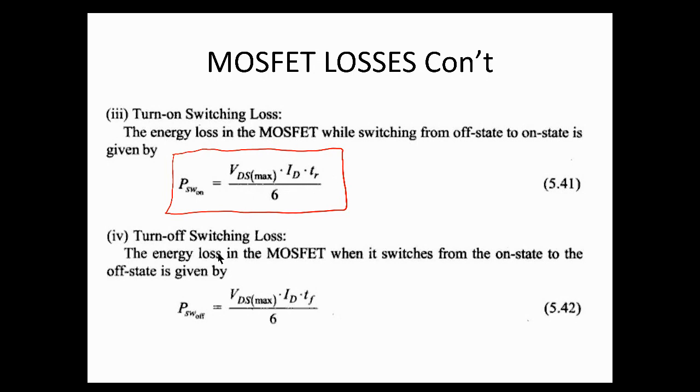To get the turn off, I guess you pick up what you'll be doing here. You use the fall time instead. So the turn off switching loss is the same, except now you use the fall time. Again, this would be in the data sheet for the device that you have selected.